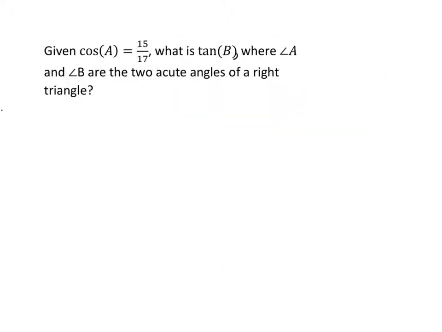In this example, we are given that cosine of angle A is equal to 15 over 17, and that angle A and angle B are the two acute angles of a right triangle. And then what we're trying to find is the tangent of B. So let's start off by drawing our triangle. We know that the triangle is a right triangle and that A and B are the two acute angles. So that means that the third angle, let's call it C, is the right angle.